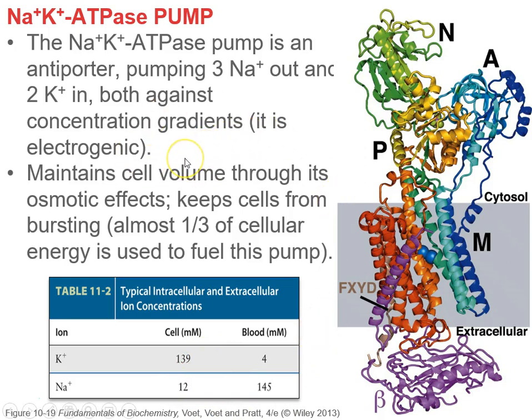So it is electrogenic. If you're pumping 3 sodiums out and 2 potassiums in, and they're both positively charged, then you are going to generate a charge there. It helps maintain cell volume through osmotic effects. And when the sodium ions come in, they bring water with them. So if that was allowed to take place unchecked, then the cell would eventually swell and then burst. It is interesting that of all the pathways we've talked about in Biochemistry 1 about how to generate ATP, for a lot of cells, about a third of cellular energy, that ATP is just used to fuel this pump.